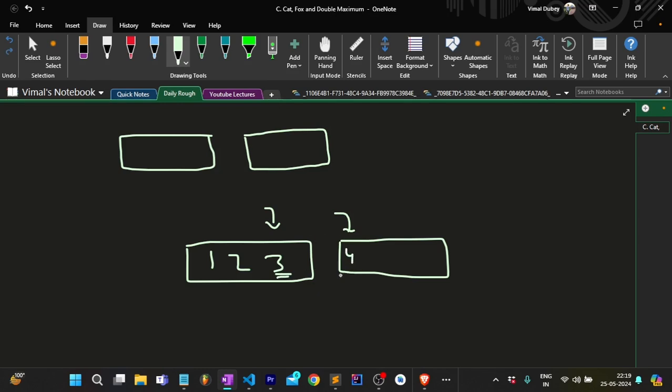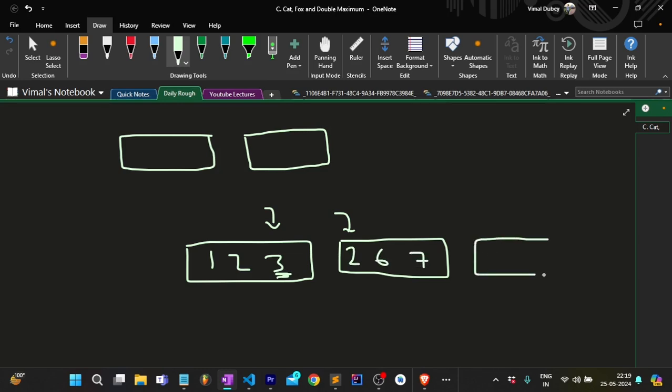So we know for sure that the starting element of the second segment is going to be lesser than the last element of the first segment. For example, let's suppose this element is 2, and then 6 and 7. This one is the second segment.